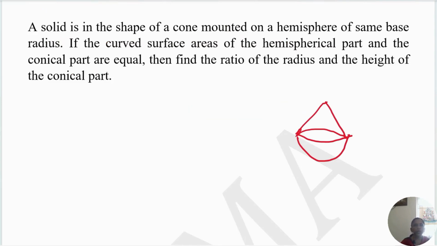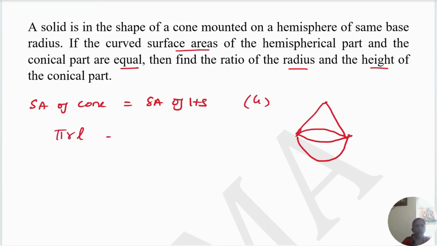Look at this problem. A solid is in the shape of a cone mounted on a hemisphere of the same base and radius. If the curved surface areas of the hemispherical part and the conical part are equal, that is, curved surface area of cone is equal to surface area of the hemisphere. This is our given condition. Now find the ratio of the radius and the height of the conical part. So here the cone value is pi r L, and here this value is 2 pi r square. We are not given the L value, so L can be identified with root of r square plus h square.